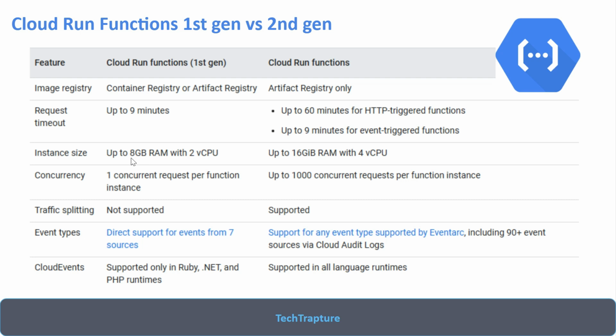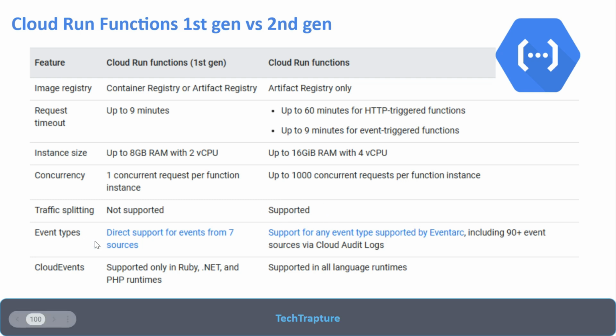Again, for instance size, in first generation you can use up to 8 GB RAM and 2 CPU, which is only for single-task, small-scale functions. But in second generation you can use 16 GB RAM and 4 CPU, so just double the instance size. And in first generation you can only have one concurrent request per function instance. But second generation uses Cloud Run at the backend, so it can have 1000 concurrent requests per function. Traffic splitting is not supported in first generation because it is not using Cloud Run at the backend, but in second generation traffic splitting is available.